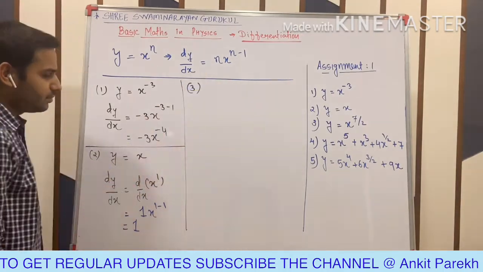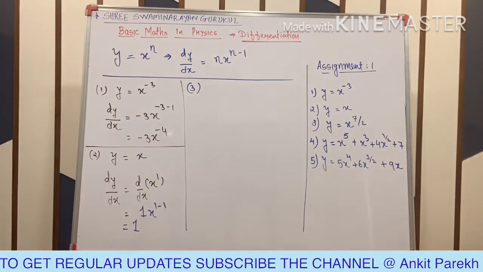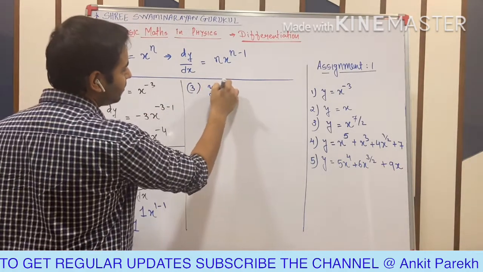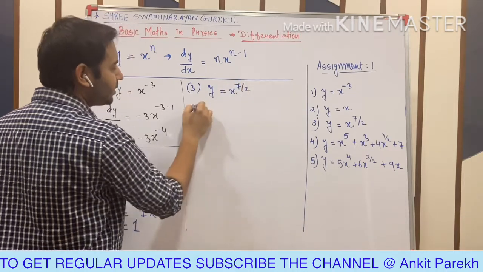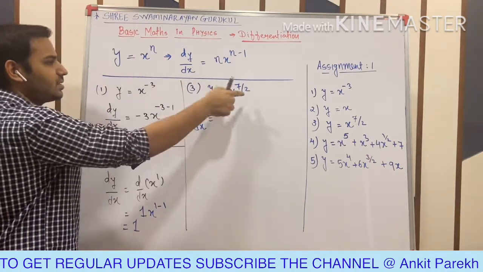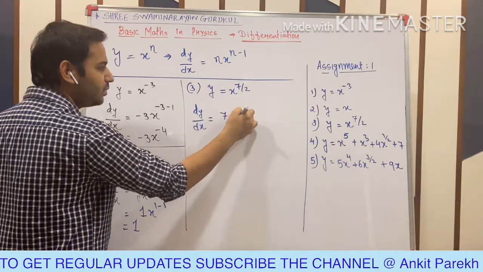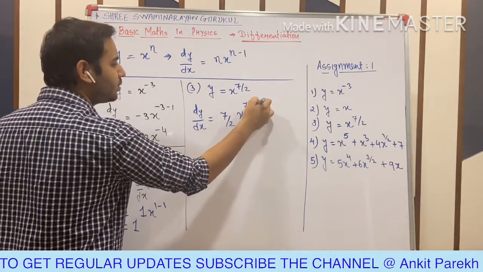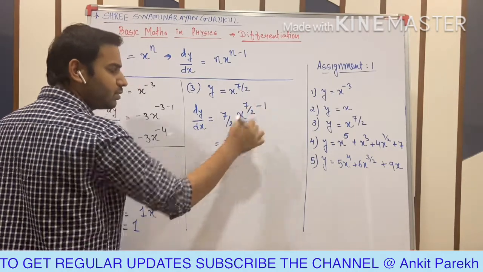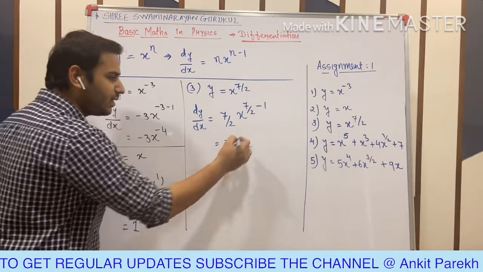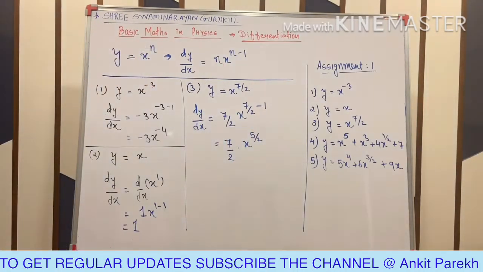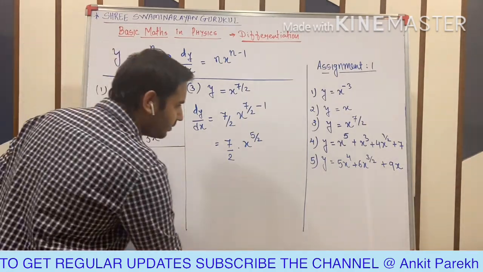Third question. Y is equal to x raised to 7 by 2. So my differentiation will be dy by dx. Instead of n, 7 by 2 is there, 7 by 2 x raised to 7 by 2 minus 1. The answer is 7 by 2 x raised to 7 minus 2 over 2, that is 5 upon 2. 5 upon 2 is your answer. Okay, now moving to our fourth question.